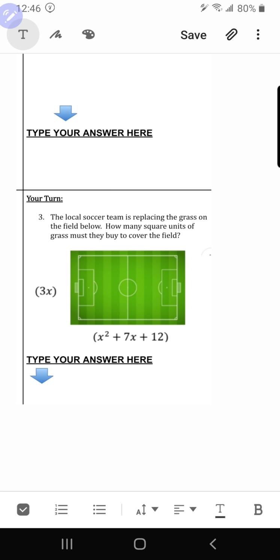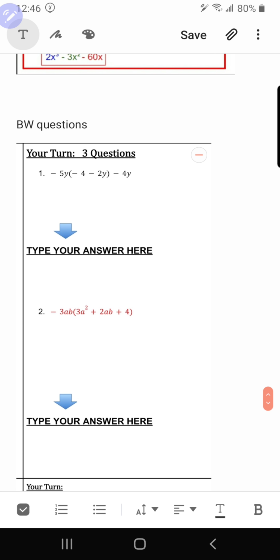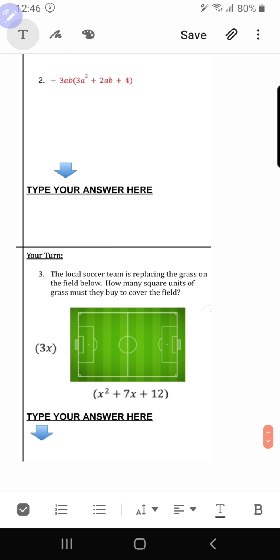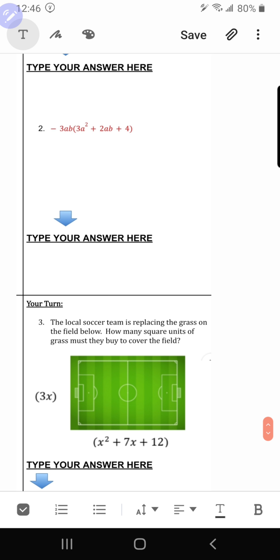Now again, if you have any questions, please don't hesitate to contact me. Again, this Bellwork has 3 questions. I've shown you how the 3 questions look. If they are not the same on your worksheet, please contact me.